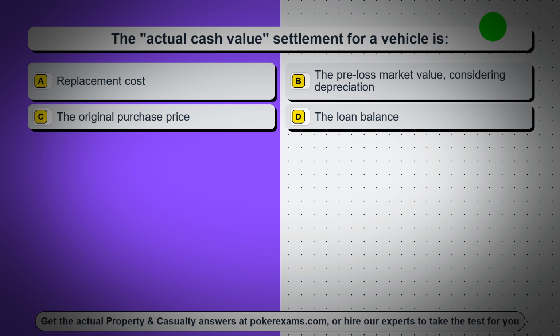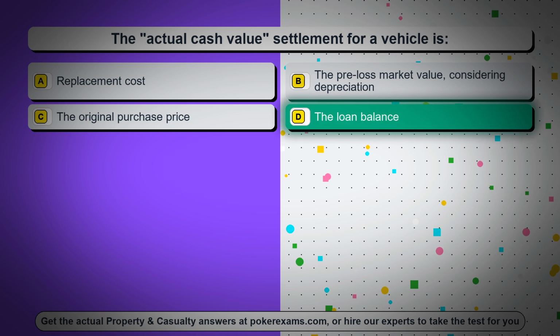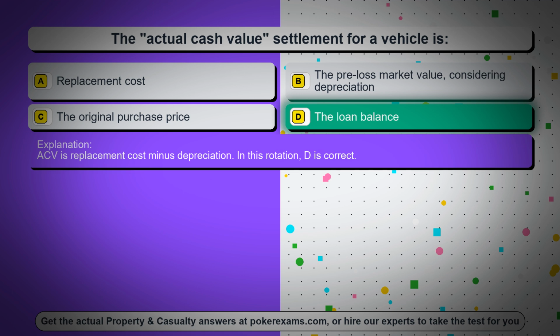Question 78. The actual cash value settlement for a vehicle is, option A, replacement cost, option B, the pre-loss market value, considering depreciation, option C, the original purchase price, option D, the loan balance. The correct answer is option D, the loan balance. ACV is replacement cost minus depreciation. In this rotation, D is correct.